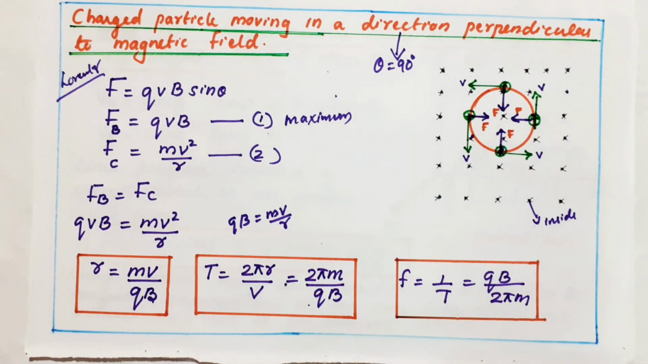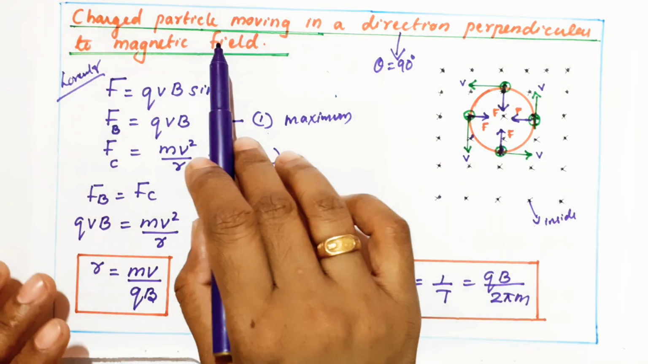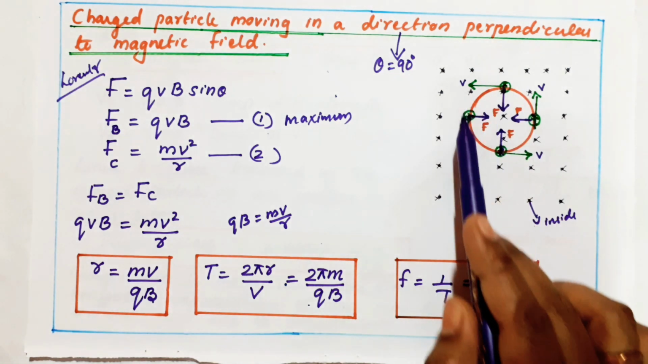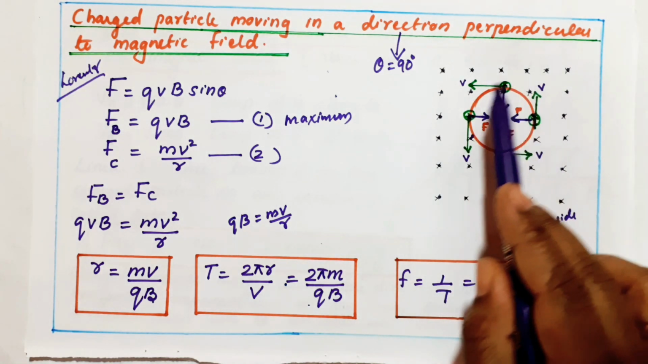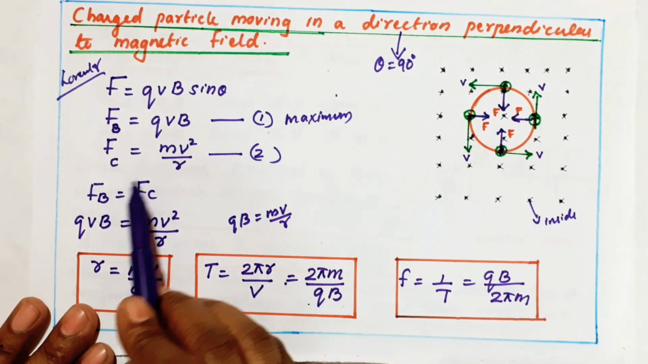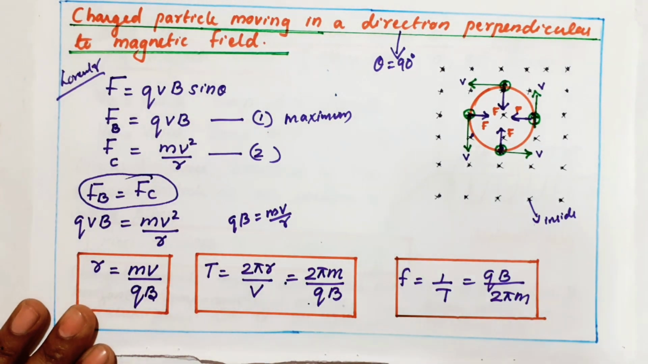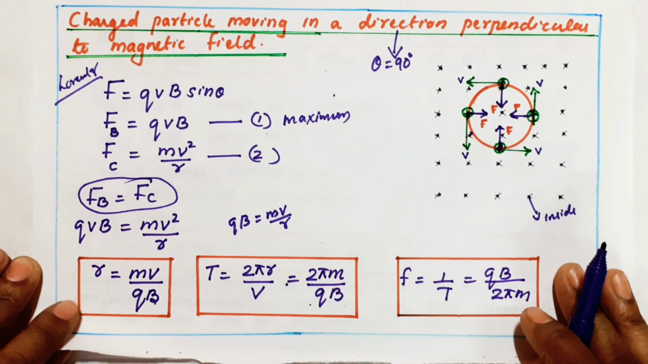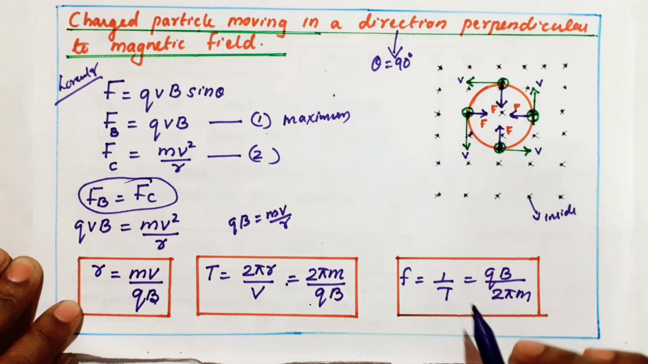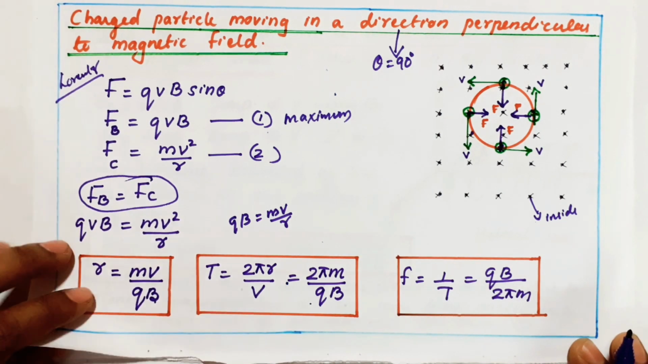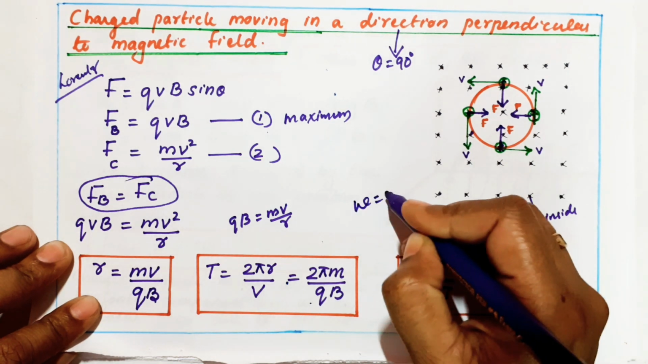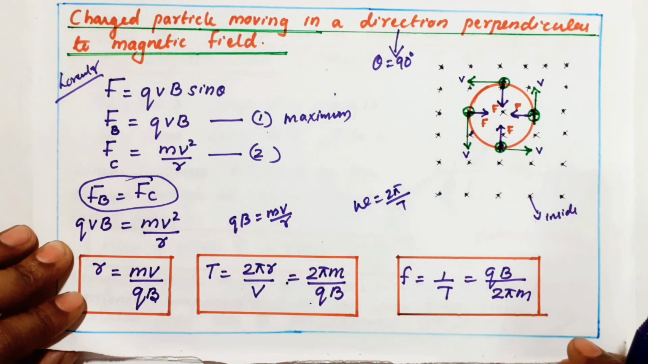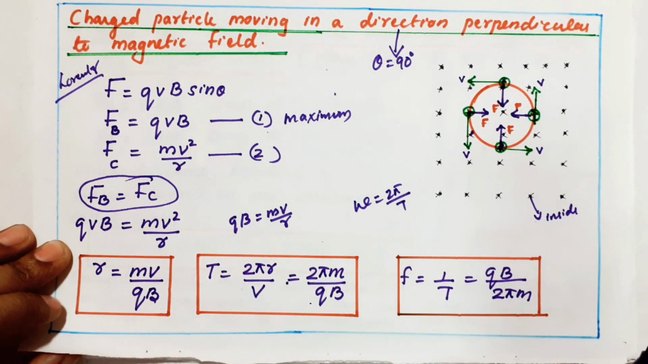So I need to tell the very important situation here. When a charged particle is moving in a direction perpendicular to the magnetic field, the charged particle moves in a circular path. It means that your magnetic force is converted to centripetal force, and we get the radius r equals mv by qB. Time period is 2 pi m by qB. Frequency is 1 by T, that is qB by 2 pi m. If you want omega, it is 2 pi by T. In this way they can ask the questions. Clear?